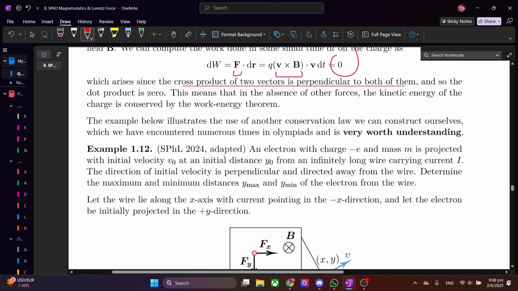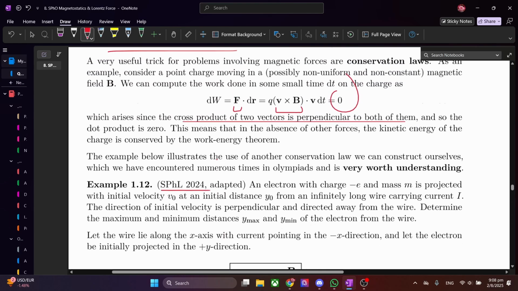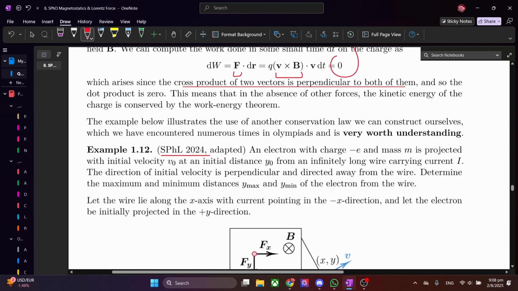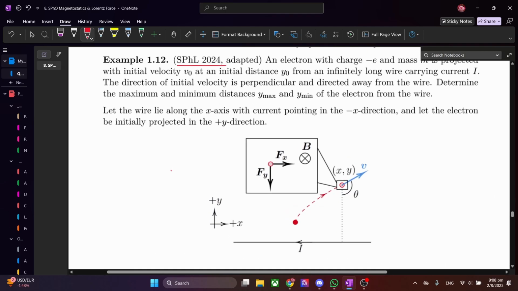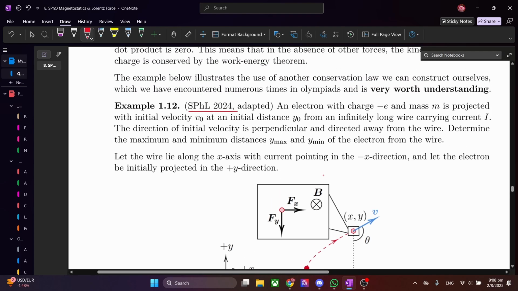So, below we have an example from SPhO 2024 as adapted, but this is actually very worth understanding lah. So I'm gonna go through this a little bit in depth. Okay.